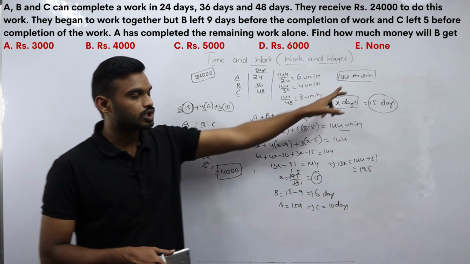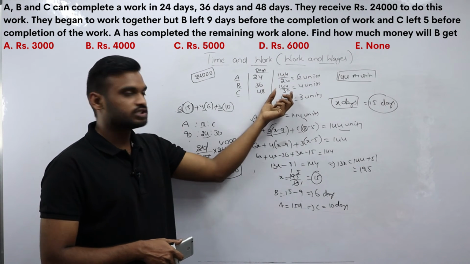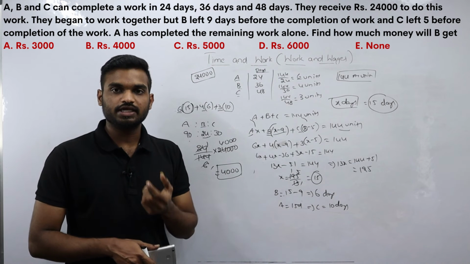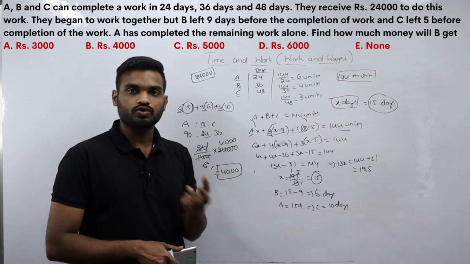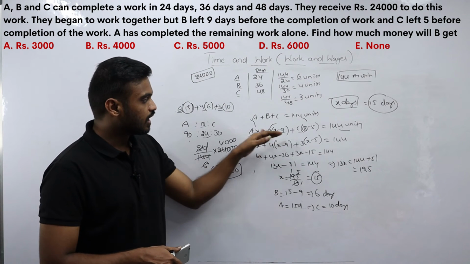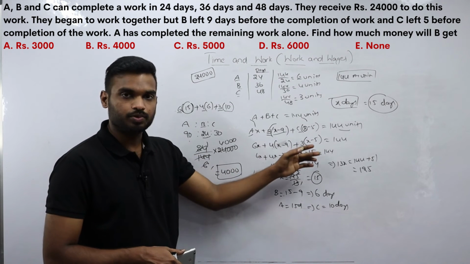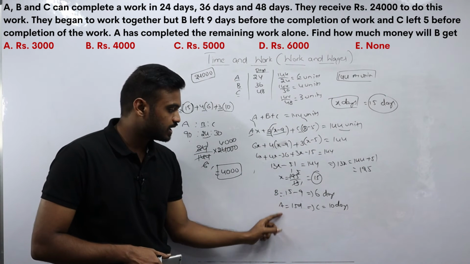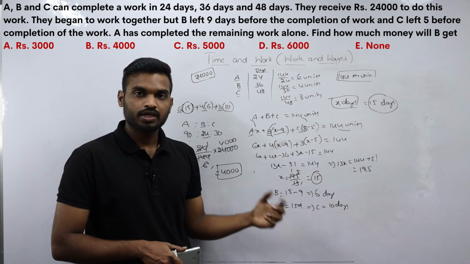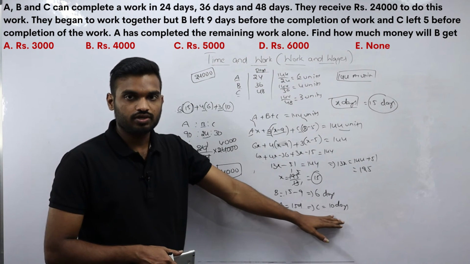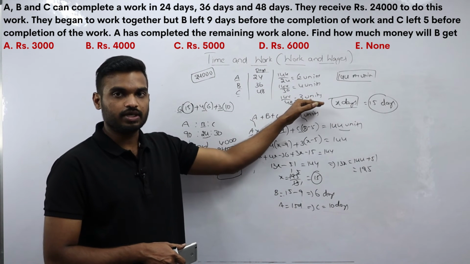Okay, we know the total amount of work done and also the efficiencies here, but we don't know how many days A, B and C worked to complete the work. So after writing this equation, we will come to know how many days were taken by A, B and C in completing the work.